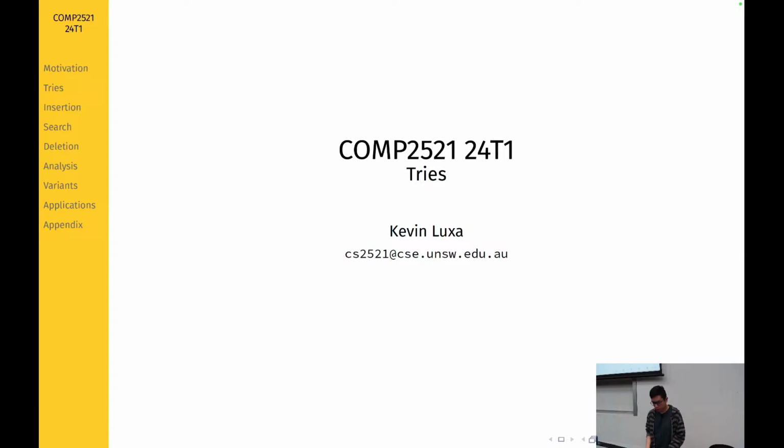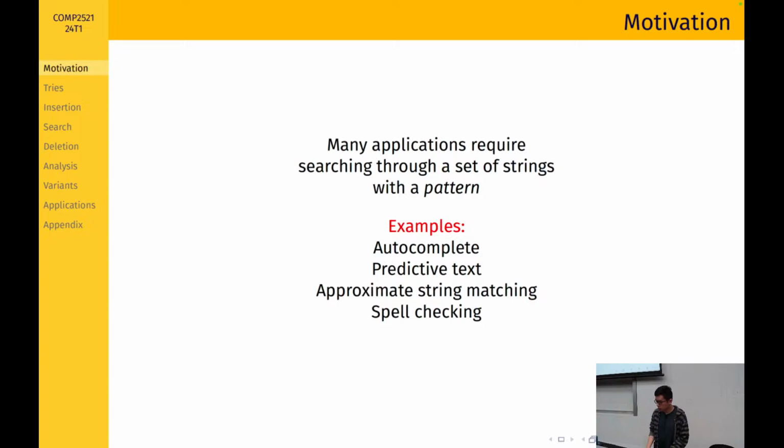Okay, so first of all, why do we want to explore the new data structure of tries? Really, there are many applications that require us to search through a set of strings using a pattern, right? For example, autocomplete is one of them. When you're typing a word in a text message and you type a few of the letters, then your phone might suggest what words you're trying to actually type. So that's autocomplete.